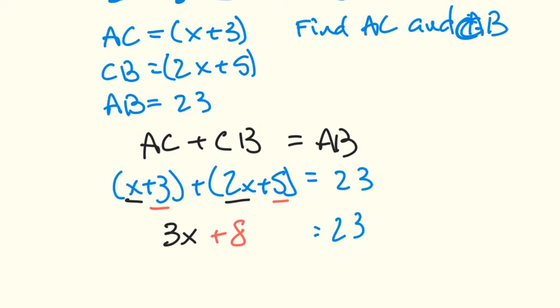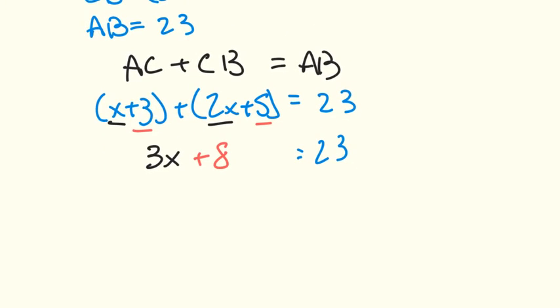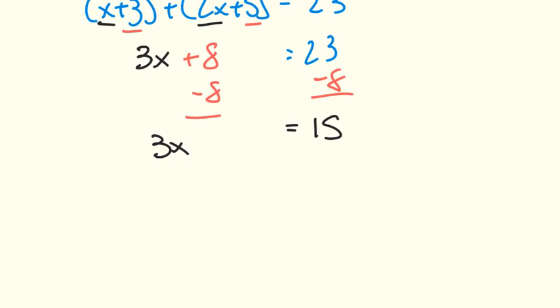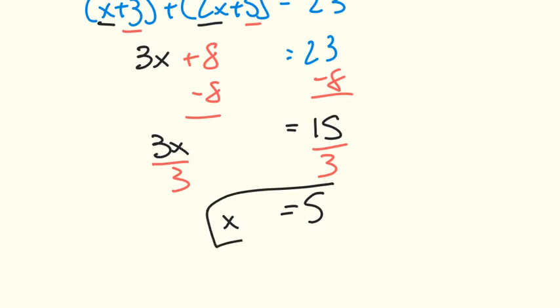All right. So now we're going to go ahead and solve this equation. I'll start by subtracting 8 from both sides. That gives us 3x equals 15. And then we're going to divide by 3 on both sides, and we end up with x equals 5. But we're not finished. Don't forget, we have to go back.